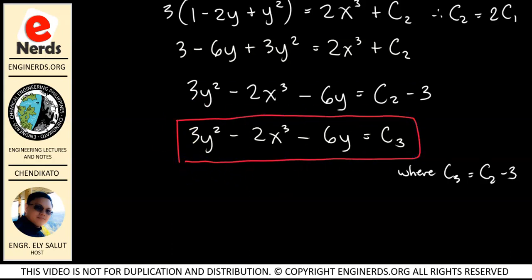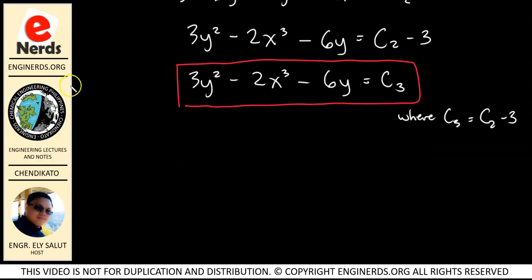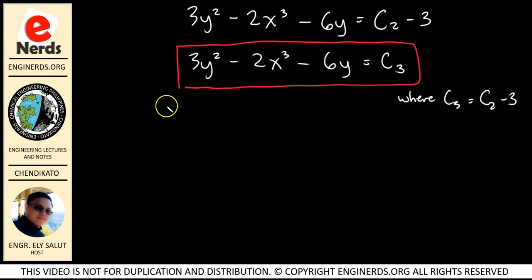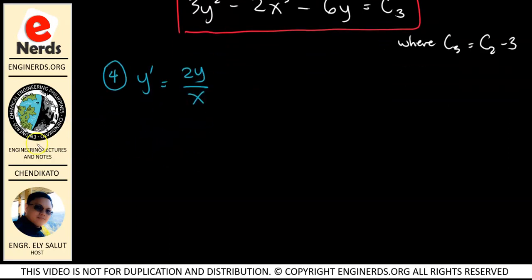Okay, so let's go to our fourth problem. Okay, para mas marami tayong masagutan, ano? So, we're going now to the fourth problem. And we have y prime is equal to 2y over x. Okay, so we know that y prime is dy over dx. This is equal to 2y over x.